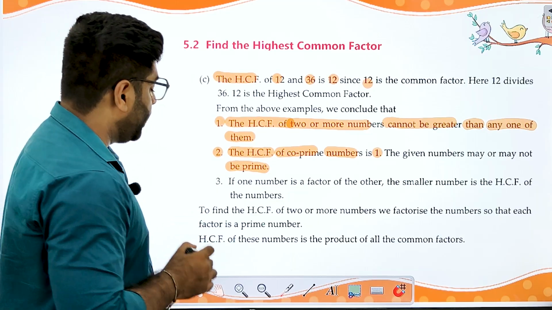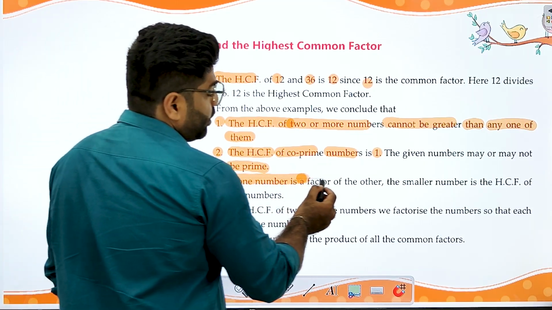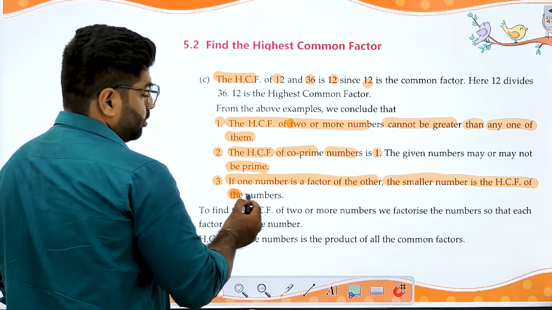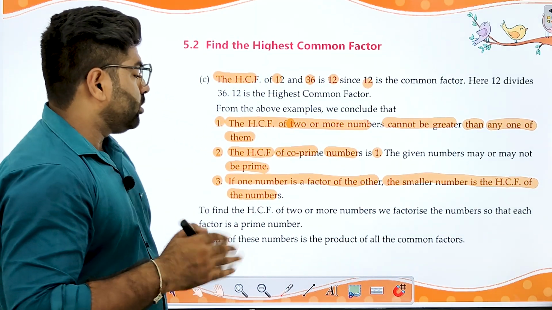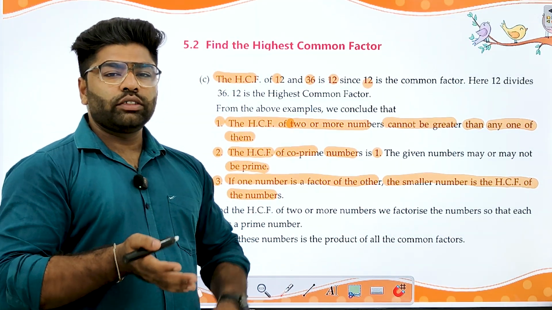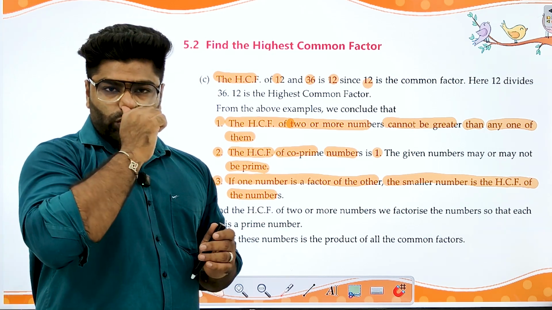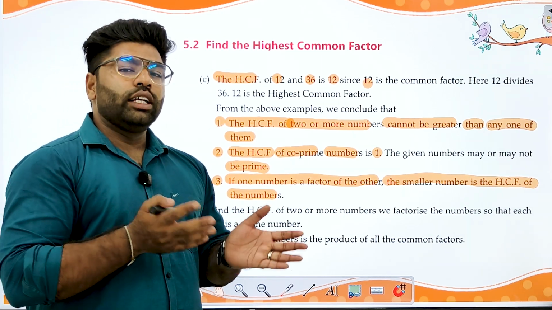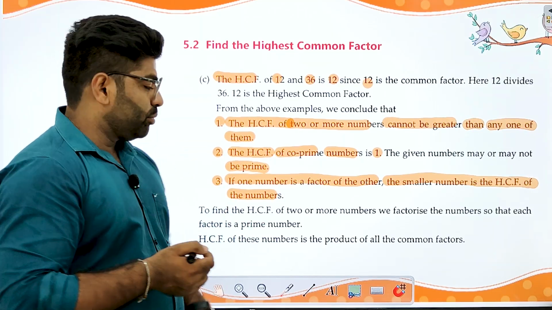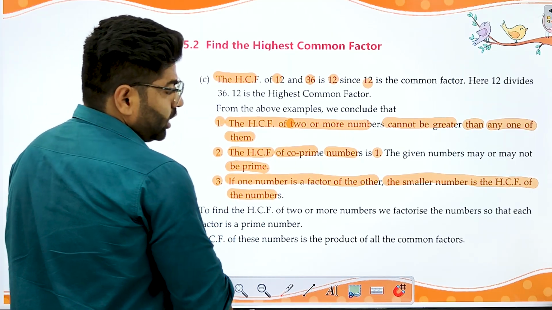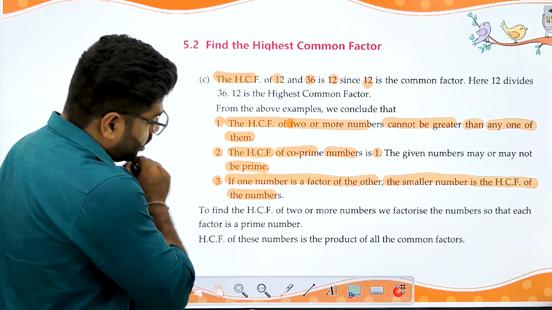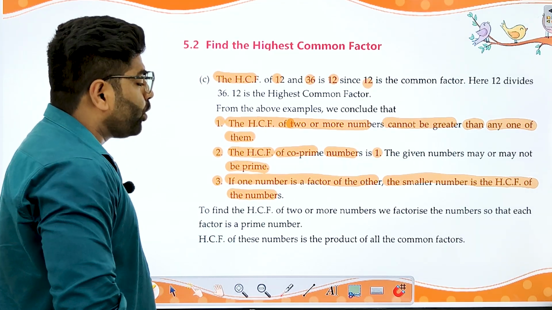Next, the third point: if one number is a factor of the other, the smaller number is the HCF of the numbers. So 1 is a factor of the other number, which we discussed earlier. The smaller number is the factor of the other number, and it will be the highest common factor of those numbers. Okay, now we don't have any other points, but here we look to find our HCF of two or more numbers.